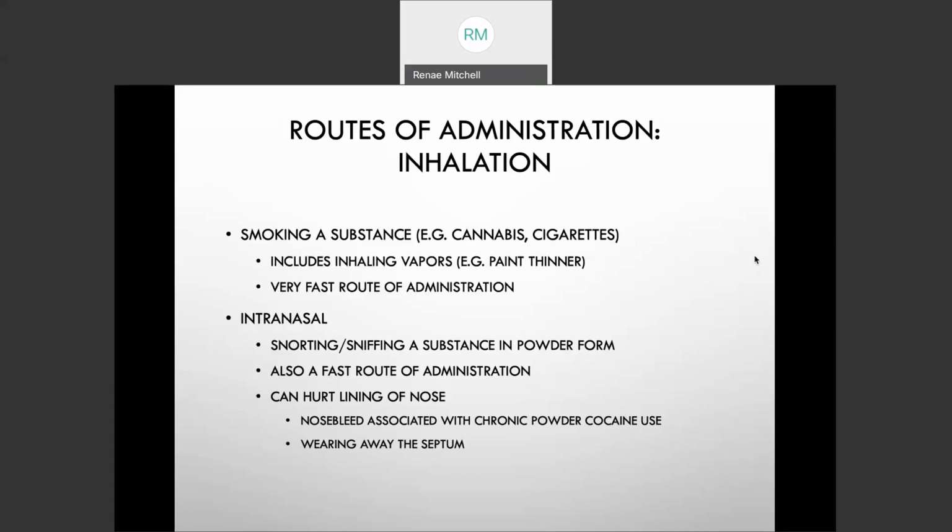The mucous membranes in our bodies, in our nose and our mouth, are really sensitive parts of the body, and coming into contact with an abrasive powder, something like cocaine, for example, can really start to irritate the nose, causing nosebleeds, or even in really severe cases, wearing away of the septum, the part of the nose that separates the nostrils, can start to get broken down, and people can end up with lots of different complications from that.